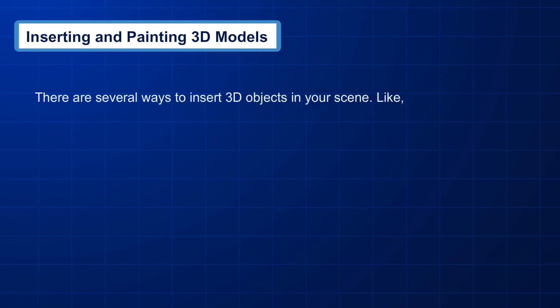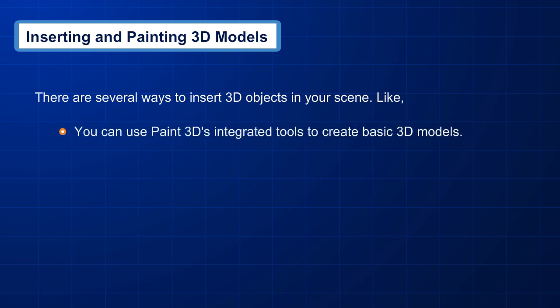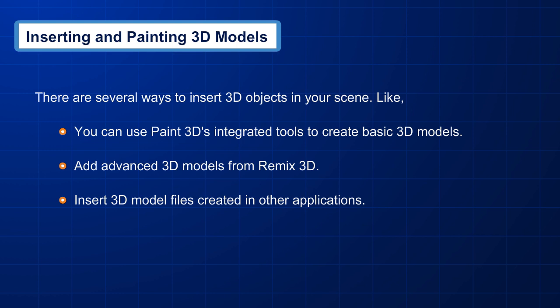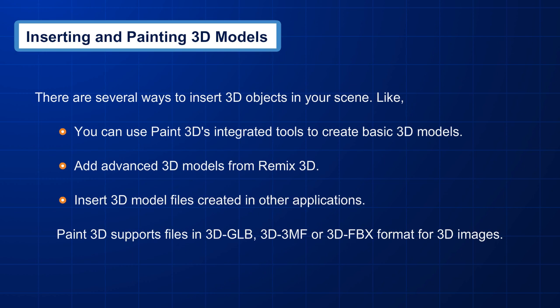Inserting and painting 3D models. There are several ways to insert 3D objects in your scene. You can use Paint 3D's integrated tools to create basic 3D models, add advanced 3D models from Remix 3D, or insert 3D model files created in other applications. Paint 3D supports files in 3MF, GLB, or FBX format for 3D images.